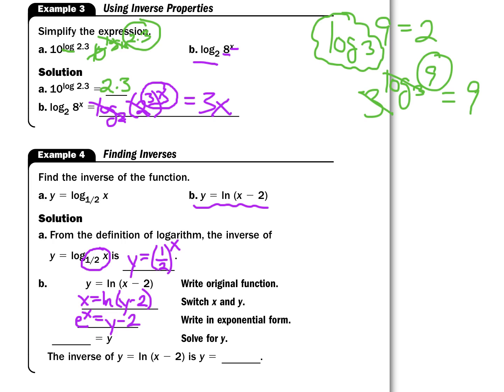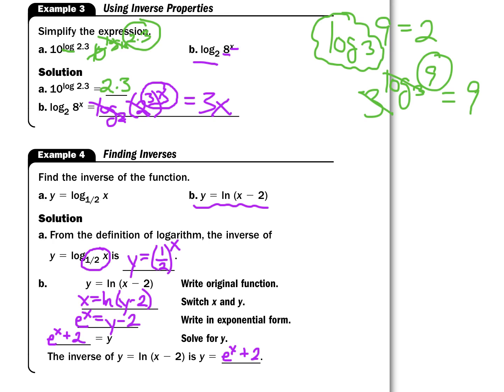And then all we have to do is solve for y. Well, in this case, solving for y just means adding 2 to both sides. So e to the x plus 2 equals y. So therefore, the inverse of y equals the natural log of x minus 2 is y equals e to the x plus 2.